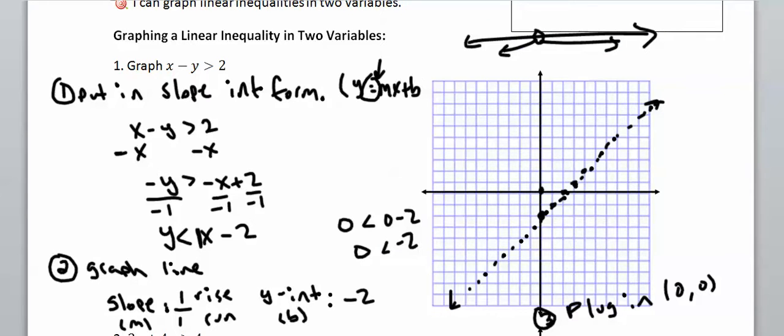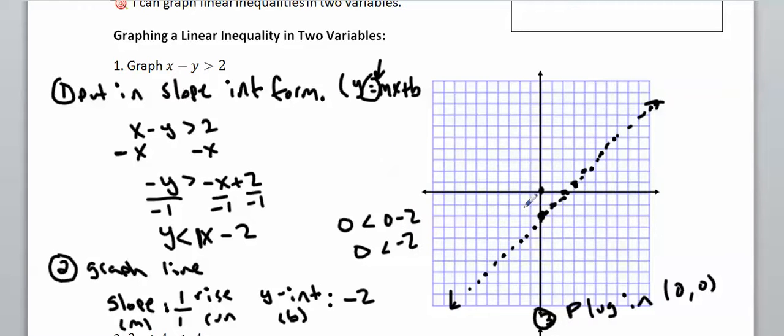Same thing here, except I'm looking at this graph. I want to see which direction my solutions are in. So I plug in (0, 0) and check to see if it's true. Okay, so 0 is less than -2. That's not true, right? 0 is greater than -2 on a number line.